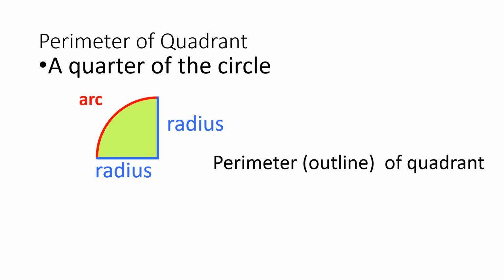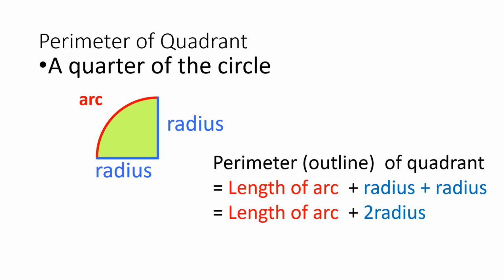Remember, the perimeter of a quadrant is not just the length of arc. I repeat, perimeter of a quadrant is not just the length of arc. It's made up of the arc and two radius. So the final answer is this.